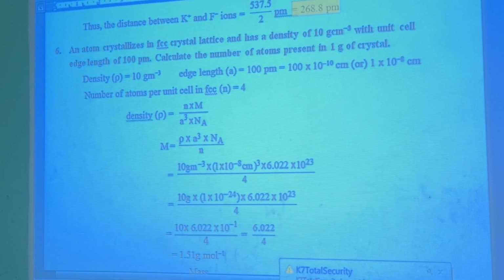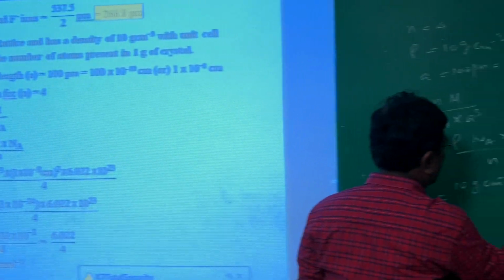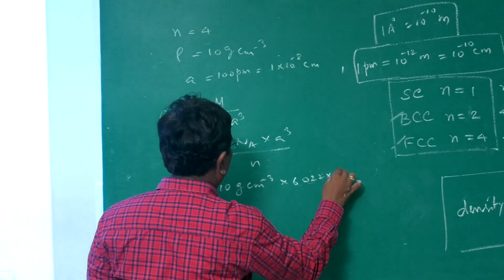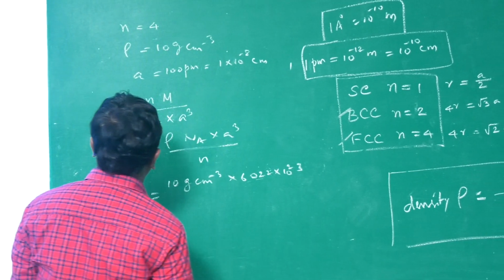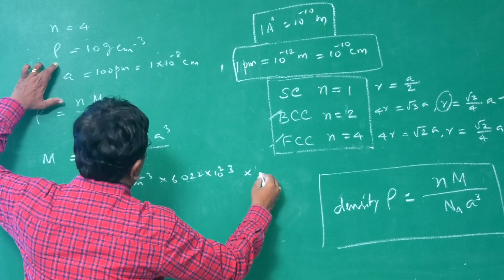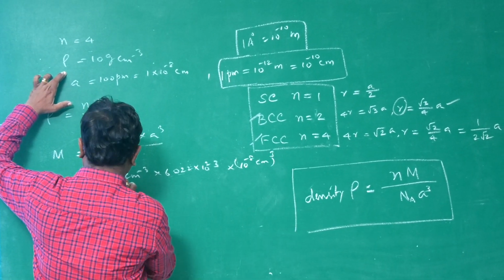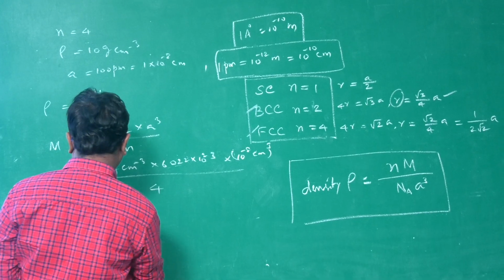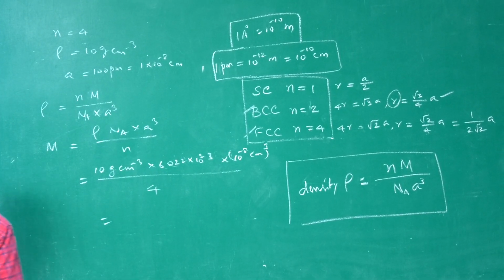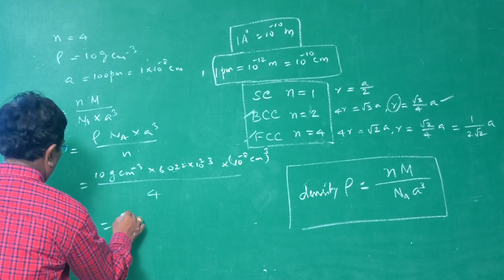So, rho what is the value? 10 gram per centimeter cube into 6.022 into 10 power 23 into A cube, which is 10 power minus 8 centimeter whole cube divided by 4. That is all. Very simple sum, which is found to be 1.51 gram per mole.